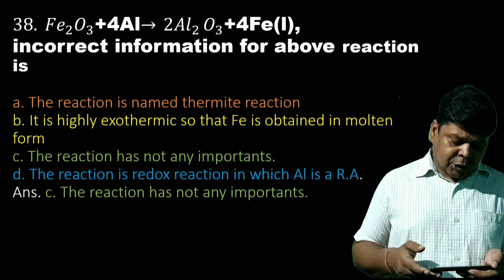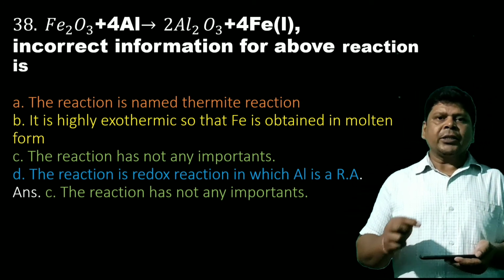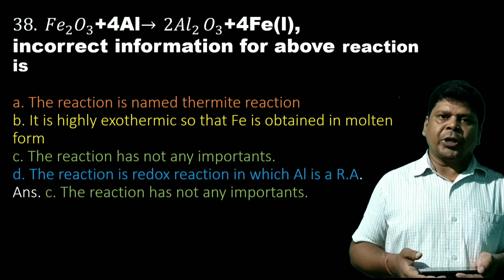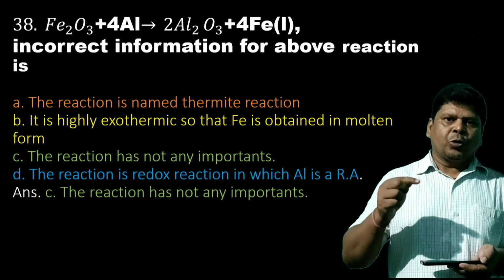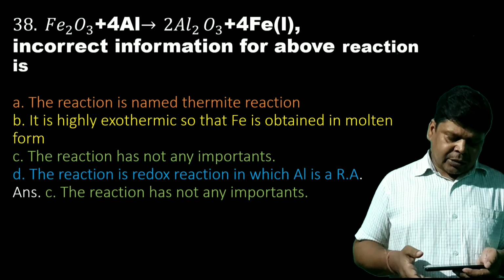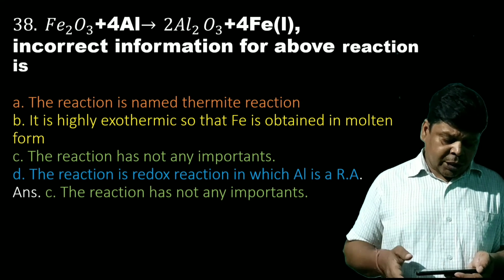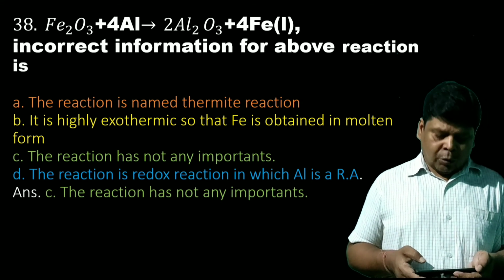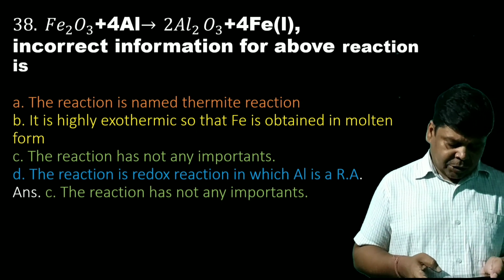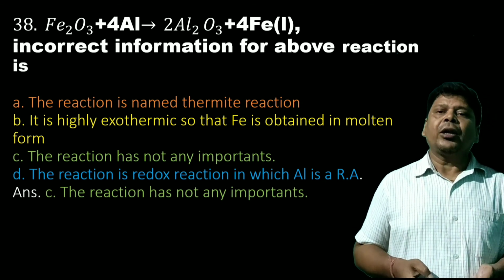The reaction has not any importance. This is not correct. Thermite reaction is important regarding joining railway tracks because molten iron is obtained, and to repair heavy machinery parts. And the reaction is a redox reaction. Yes, the reaction is also a redox reaction. The fourth one is also a correct statement because here aluminium reduces iron oxide and aluminium acts as a reducing agent. So incorrect statement is C, the reaction has not any importance.